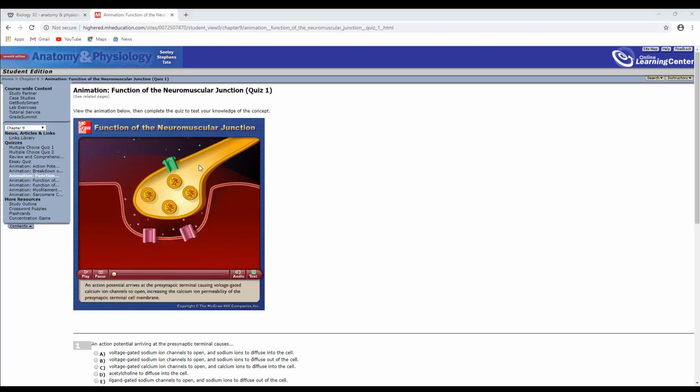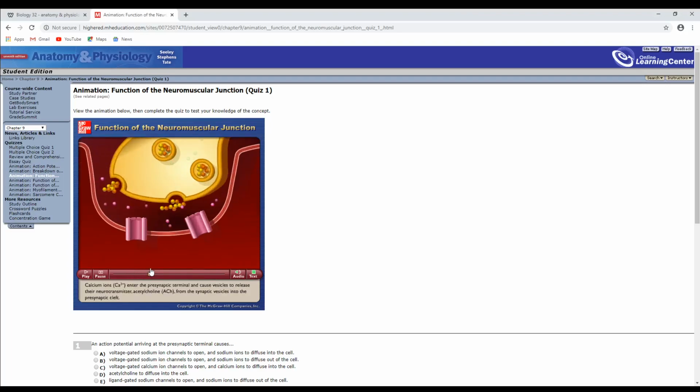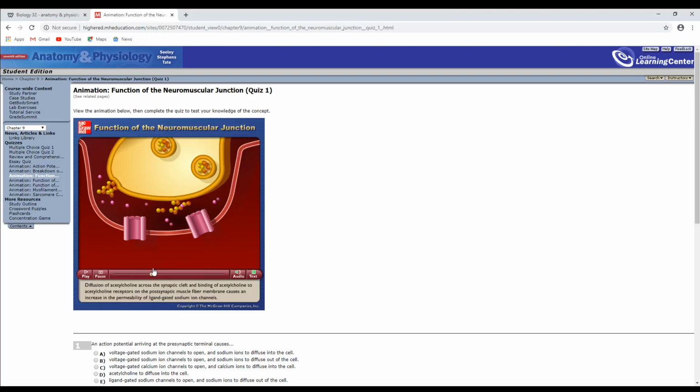What happens is that the action potential is going to propagate down the axon, arriving here at the presynaptic terminal. That's going to cause the voltage-gated calcium channels to open. Calcium diffuses inward, causing the synaptic vesicles to fuse with their membrane, releasing their neurotransmitter acetylcholine into the synaptic cleft via exocytosis. Acetylcholine will bind onto its receptor site, which is actually a ligand-gated sodium channel.